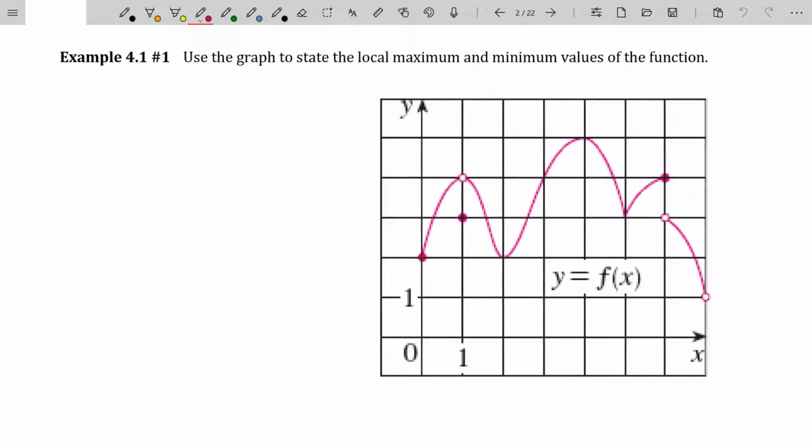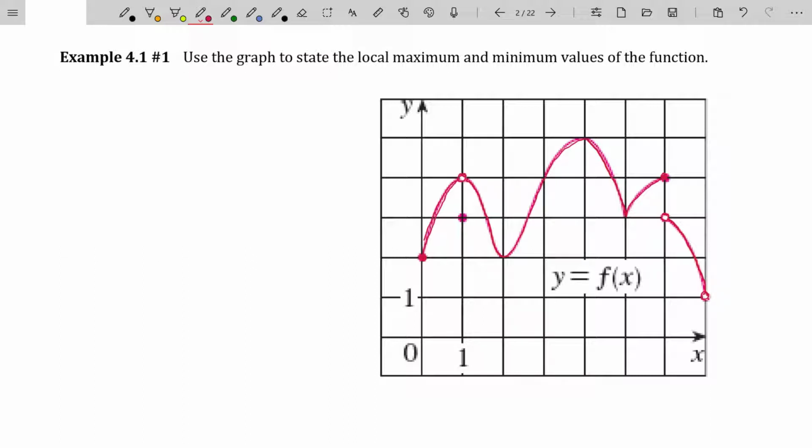Now, this is really grainy, so I'm going to draw over it so that it looks a little better. It looks pretty terribly grainy, doesn't it? I'm drawing over it, trying to make it look better, but I don't know if I'm succeeding. These are open holes. All right, so use the graph to state the local maximum and minimum values of the function.